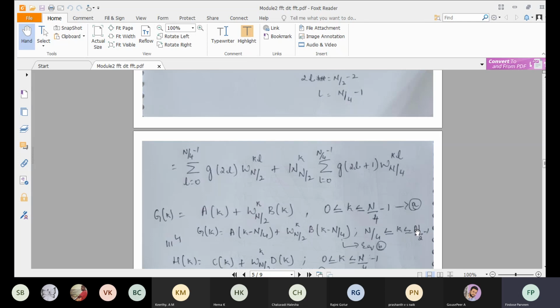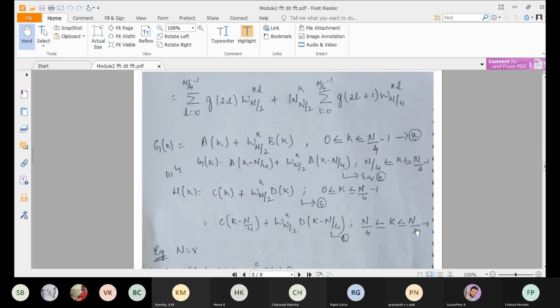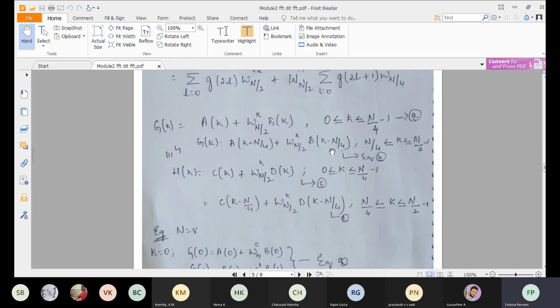Okay, so the same thing will be repeated. In the same way we'll be getting g of k and h of k. Similarly, once you find out g of k, you write off what is for h of k. H of k also will be the same thing.